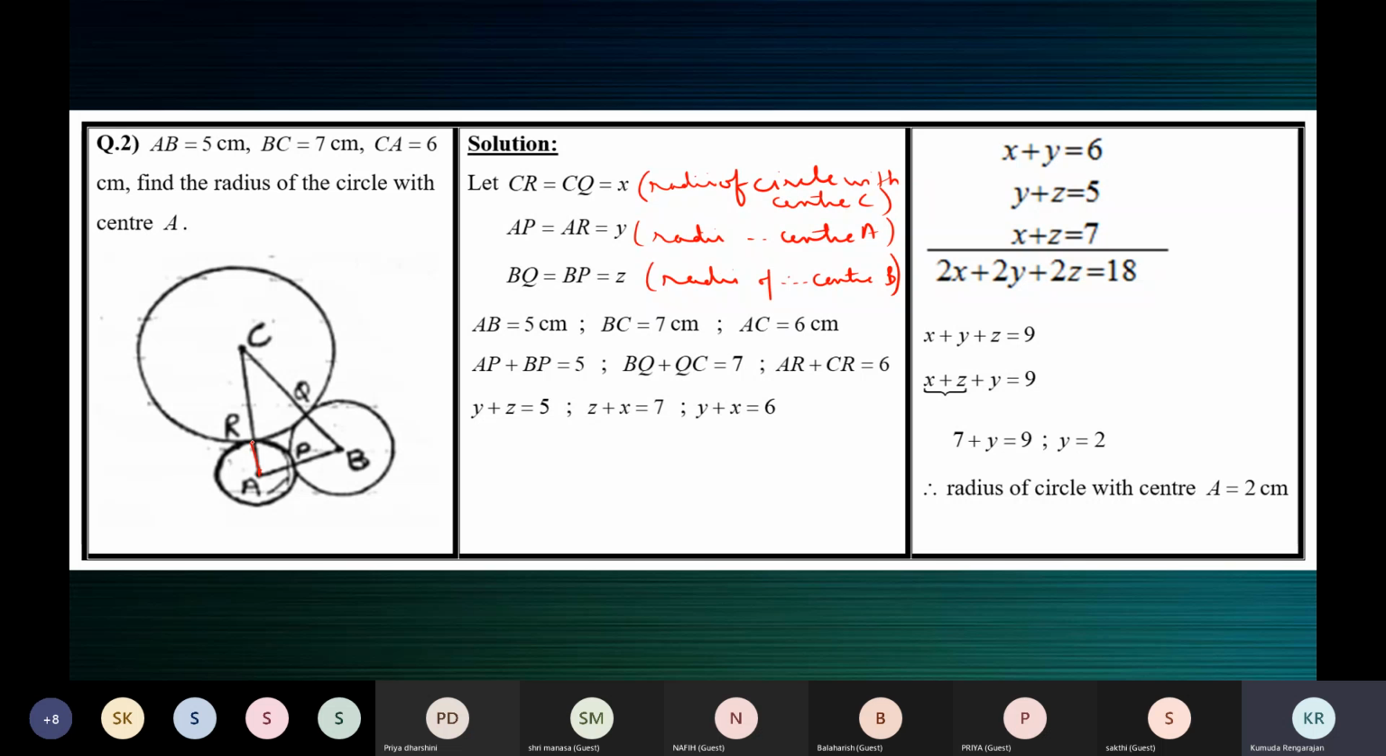So here we say AR is equal to AP, BP is equal to BQ, and CR is equal to CQ, radii of the same circle. And then we call them X, Y, and Z. Just a minute, children.